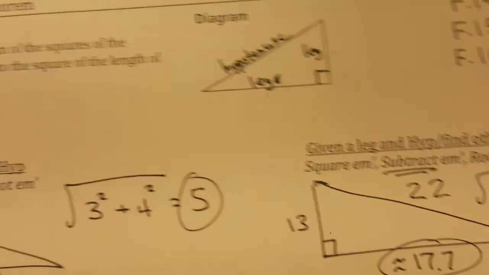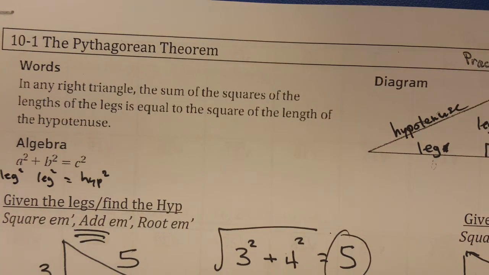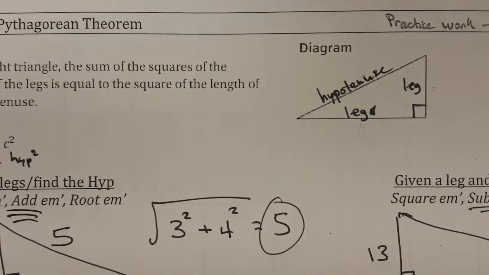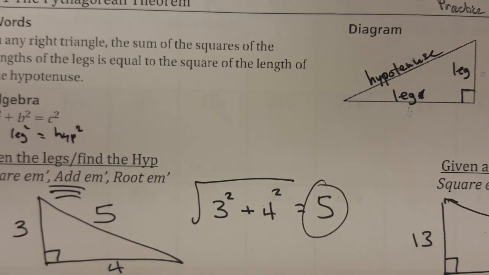There you go. That's the basic Pythagorean theorem. It should take you a matter of seconds. This is a huge deal when it comes to geometry. So we're really going to hammer this in chapter 10.